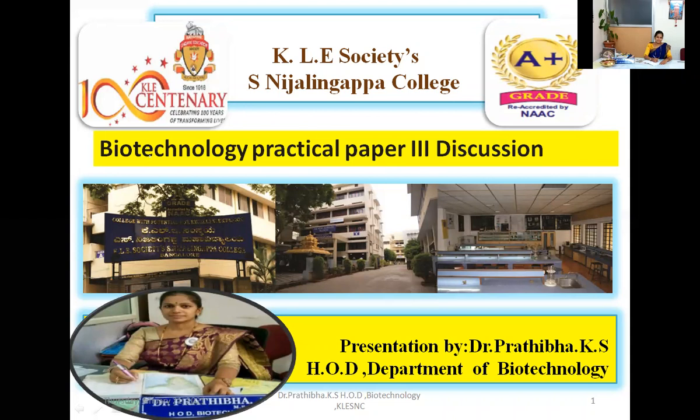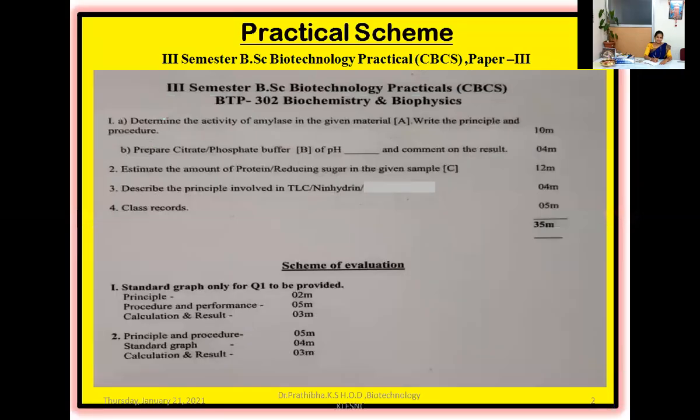Today I'll be presenting paper 3, biochemistry and biophysics practical scheme. Let us go through the question paper first, BTP 302 biochemistry and biophysics. Question number 1: determine the activity of amylase in the given material A. Write the principle and procedure. This carries 10 marks.